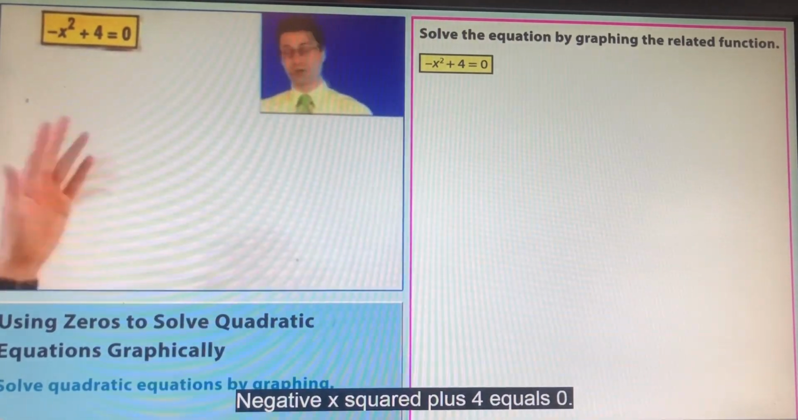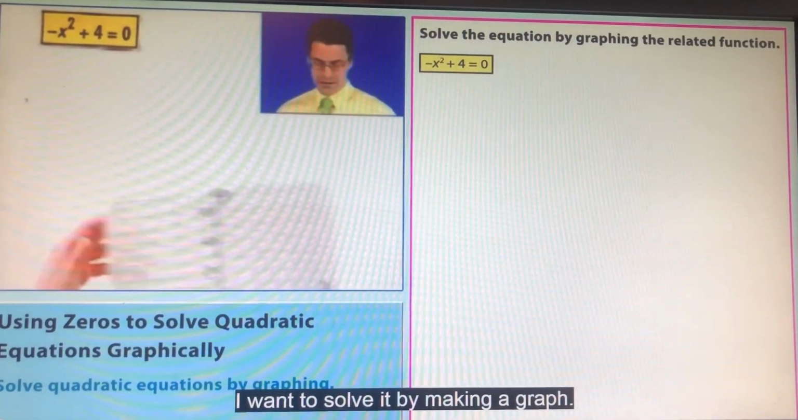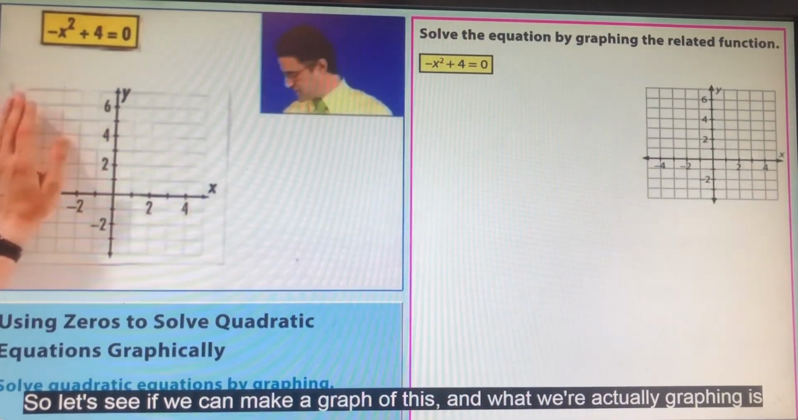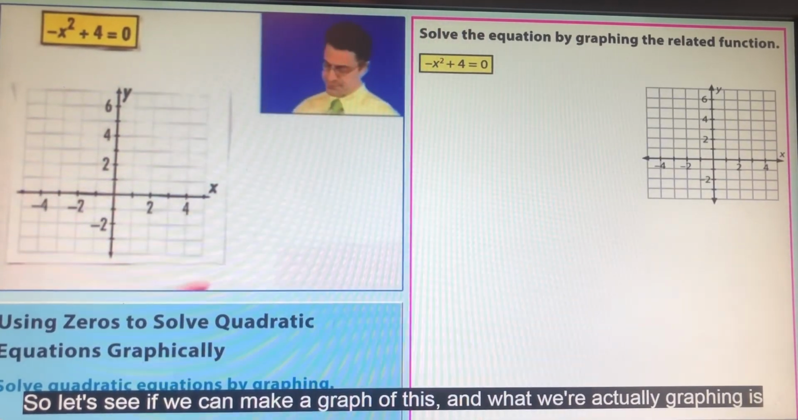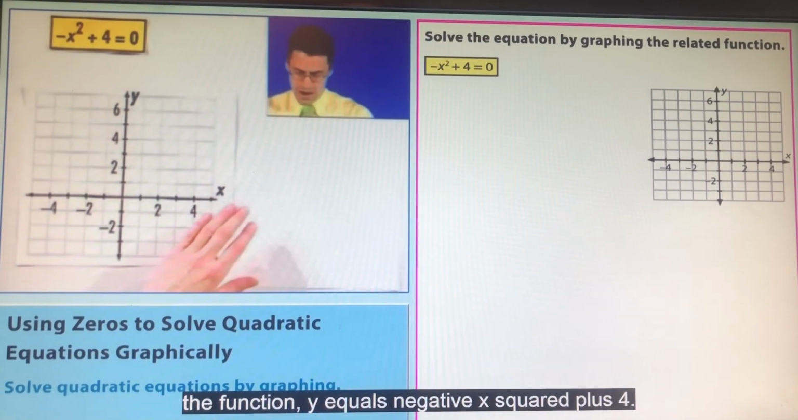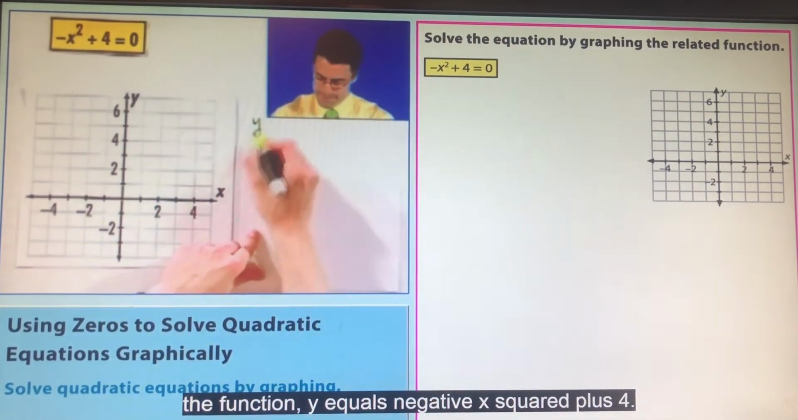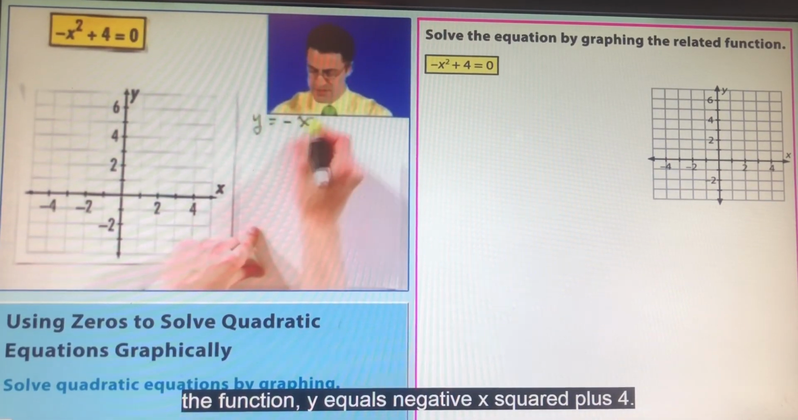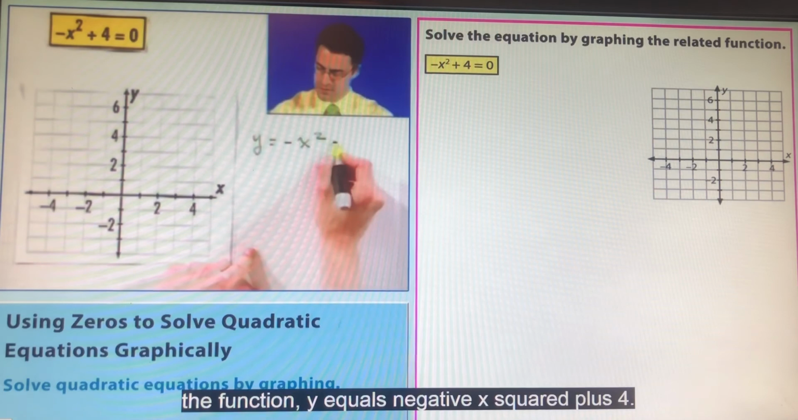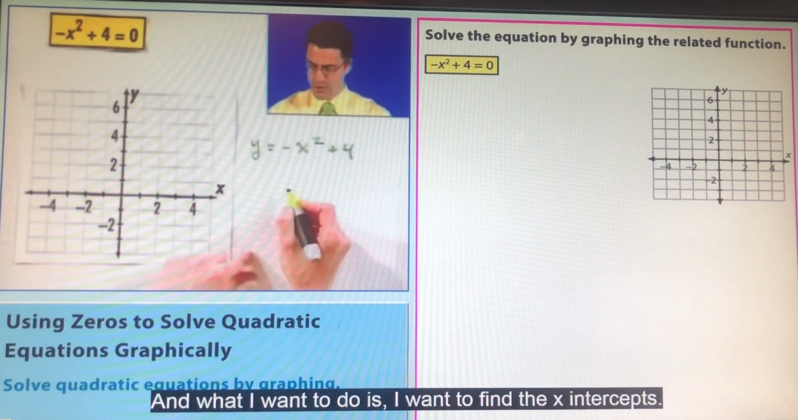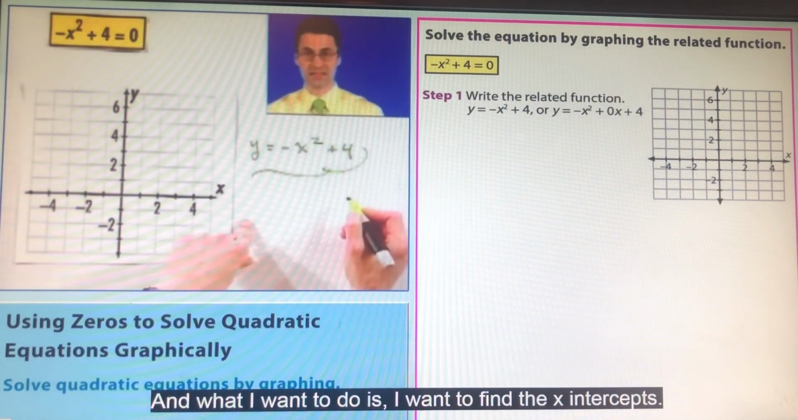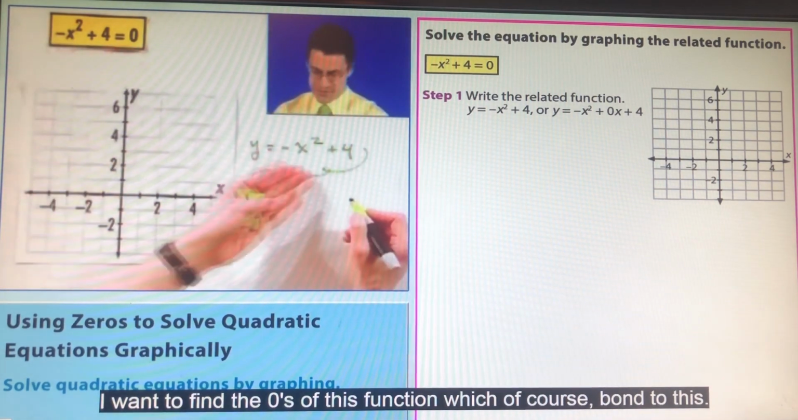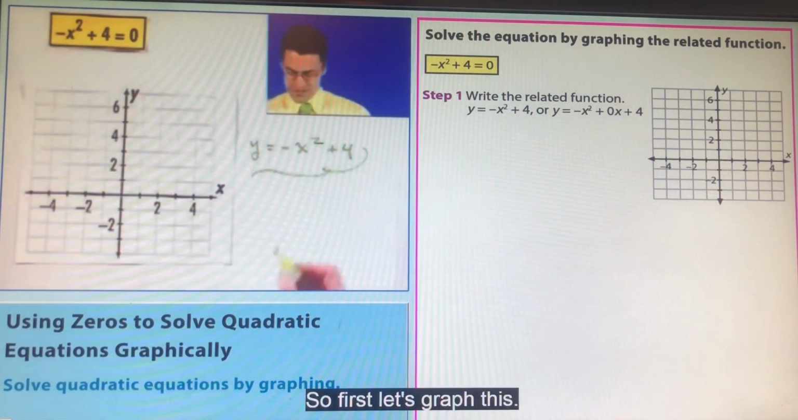I want to solve it by making a graph. So let's see if we can make a graph of this. What we're actually graphing is the function y equals negative x squared plus 4. And what I want to do is find the x-intercepts. I want to find the zeros of this function, which correspond to the solutions. So first let's graph this.